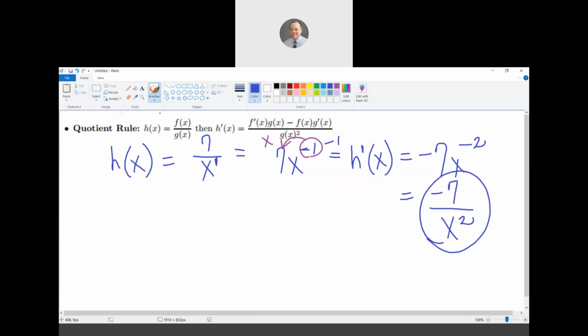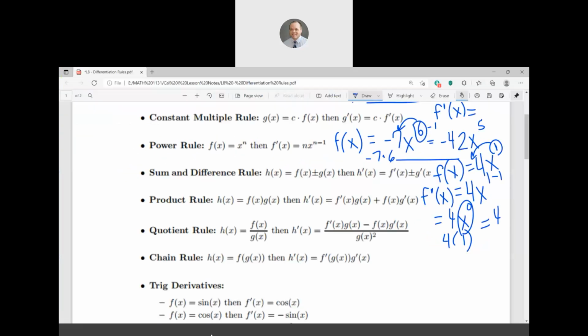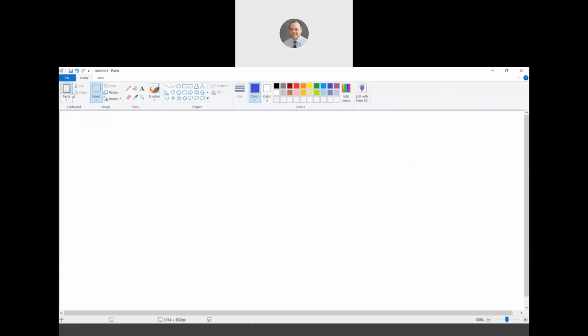Let's look at the next rule for derivatives. This is called the chain rule. And using composite functions from algebra, this is the chain rule, how to find the first derivative when you have to use this rule.